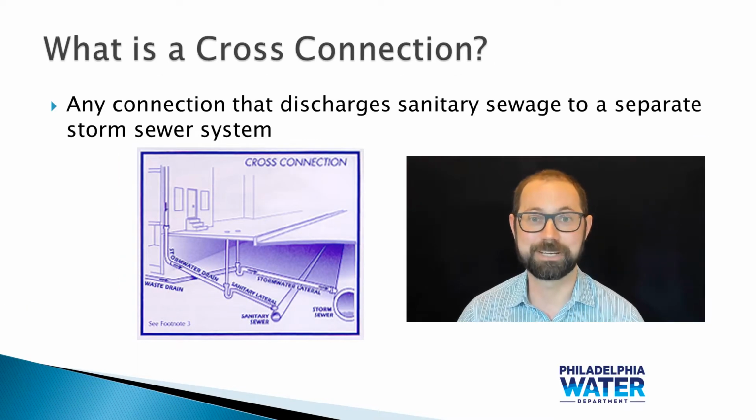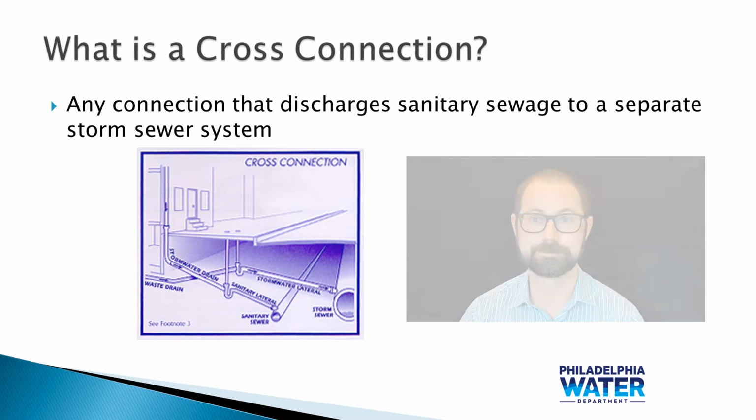So the first question you might be asking is, what is a cross connection? In the simplest terms, a cross connection is any connection to the public sewer system that discharges sanitary sewage to a separate storm sewer system. In the picture below, you can see what we consider to be a full cross. This is where stormwater drainage from a private property is directed into the sanitary sewer system, and sanitary drainage from that same property is directed to the storm sewer system. This is just one kind of cross connection that we encounter in the field, and we'll move on to show you a couple other types.